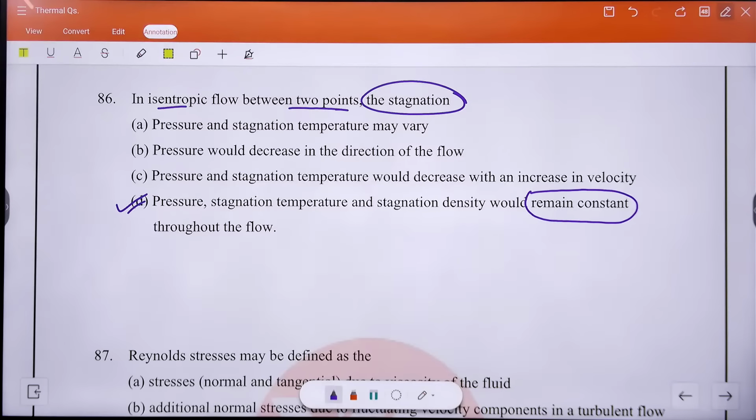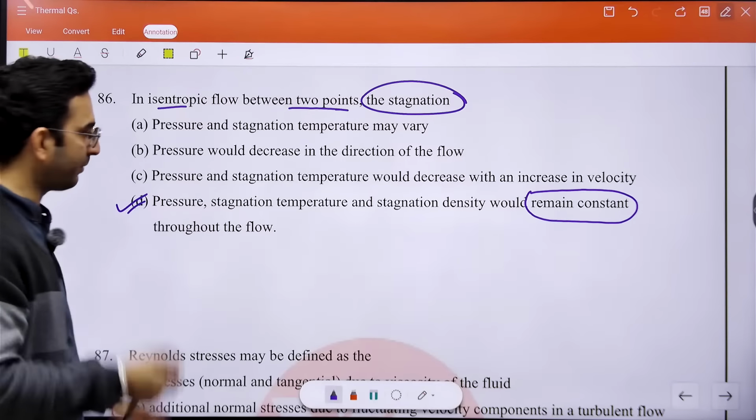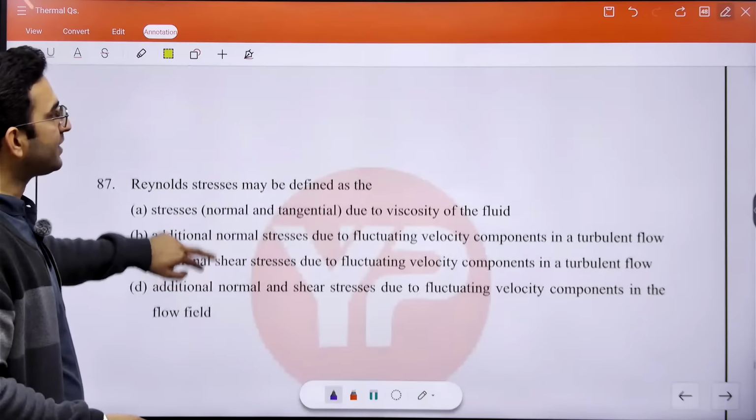Don't worry, you will get a session on electrical also. Don't worry, I will send the message to the team.